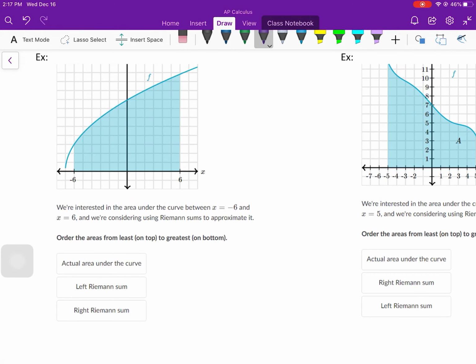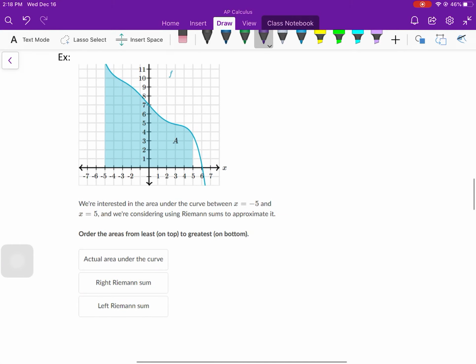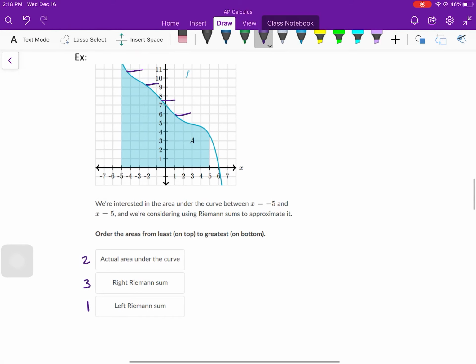So right here, order the areas from least to greatest. If I drew a left sum, you'll see that it's going to be underneath because it's an increasing function. So left sum is going to be the last one on our list. It's the lowest. If I draw a right sum, you'll see it's over, so the right sum is going to be first on the list. And then the actual area is always number 2 on these. But if we go over to decreasing, notice the left sum now. If we draw our rectangles so the left ends are touching, the left sum is actually the highest. Then the actual area, and then the right sum will be underneath.